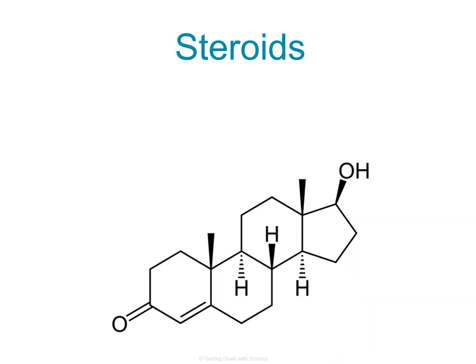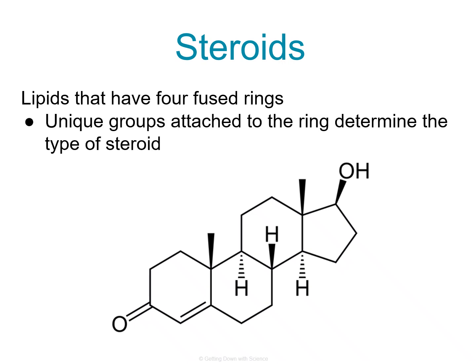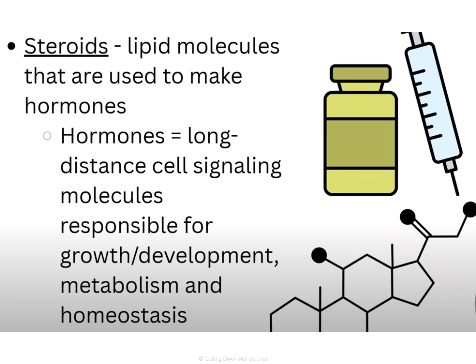So steroids are the last type of lipid we're going to talk about, and they have 4 fused rings. They have a unique group attached to a ring, and the rings determine the type of steroid. So an example I've shown you is testosterone. Steroids are lipid molecules that are used to make hormones.